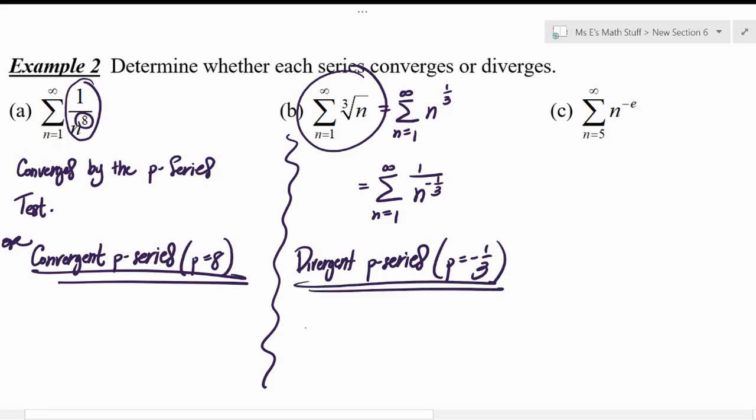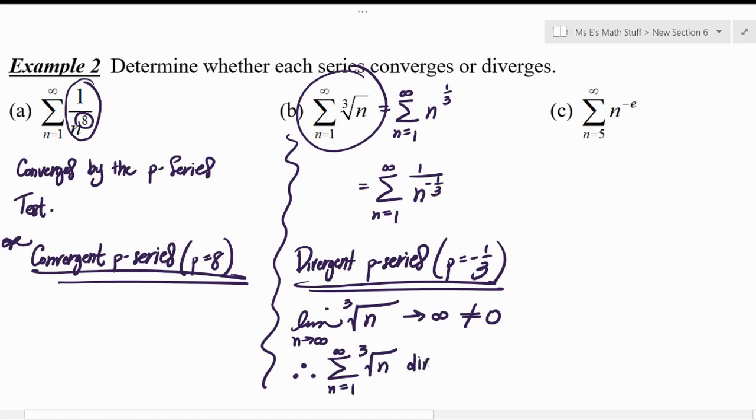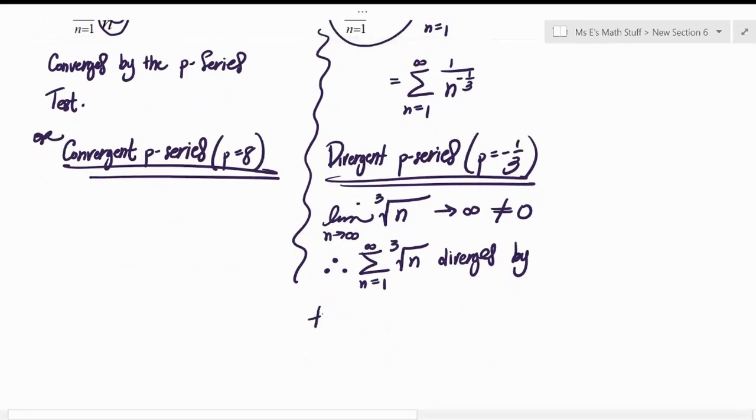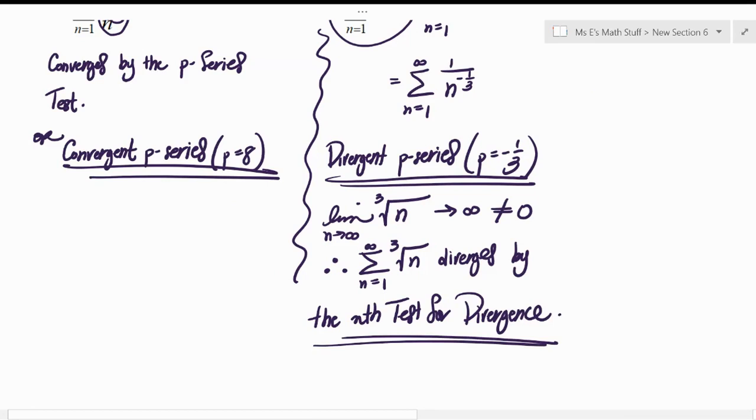If it makes sense to you to use an nth term test for divergence argument, then you could have done that as well. Since the directions didn't say you had to do it any certain way, you could have shown that this approaches infinity, which is super duper not 0. And then that would mean that the sum of all the terms diverges. And that was by the nth term test for, that's right, divergence.